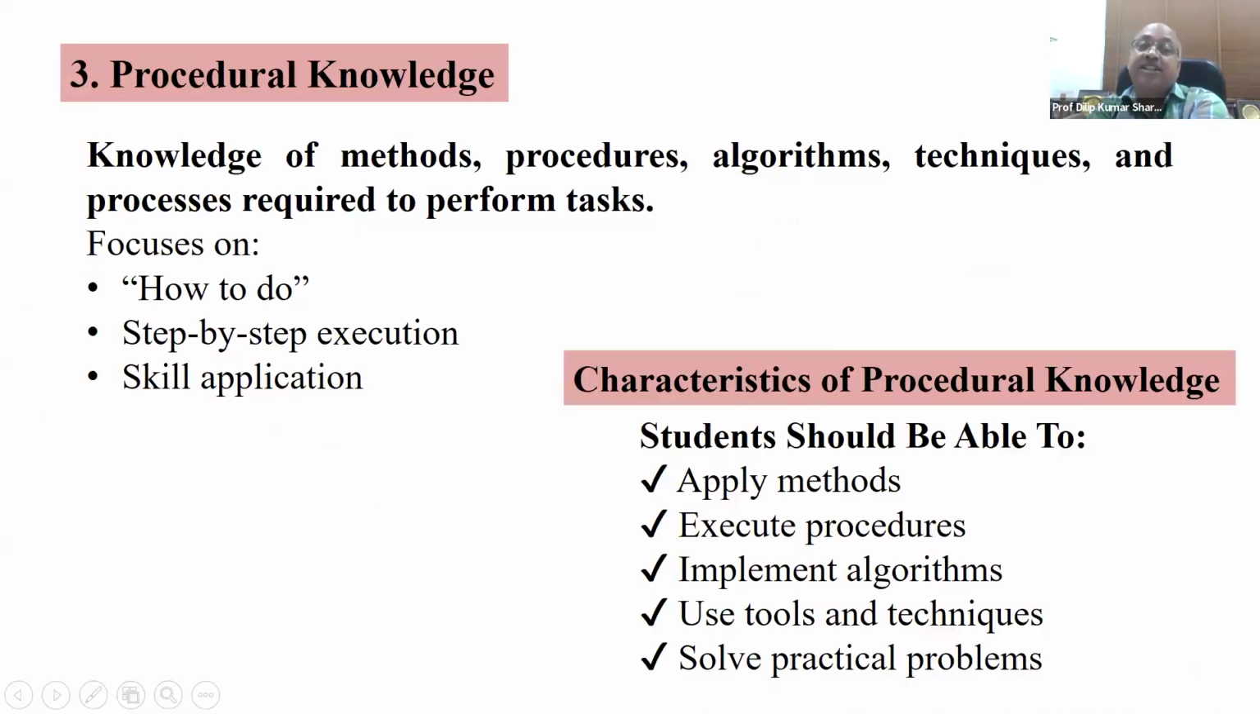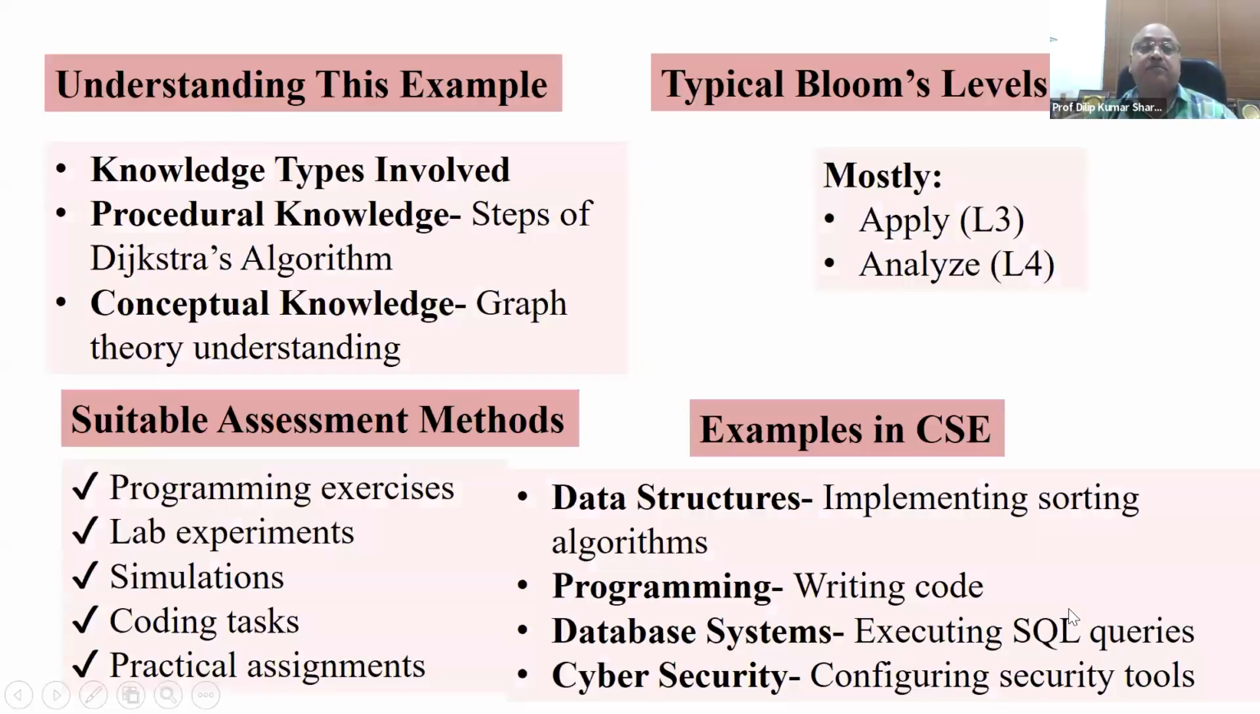Then we have the procedural knowledge. So knowledge of method, procedures, algorithm, techniques, processes required to perform tasks, how to do step-by-step execution, skill application, like that. So apply methods, execute procedure, implement algorithm, use tools and techniques, solve practical problems. Understanding this example. So knowledge type, procedural knowledge, like that.